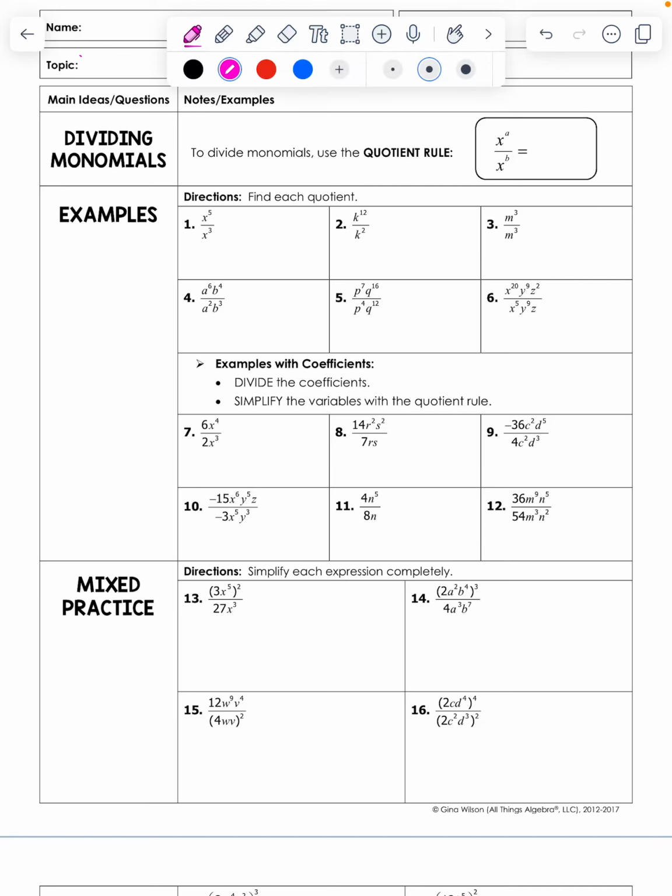Hi, Kylie. So today in this lesson, we will be dividing. We covered the product rule, we covered the power rule, we covered combining like terms.